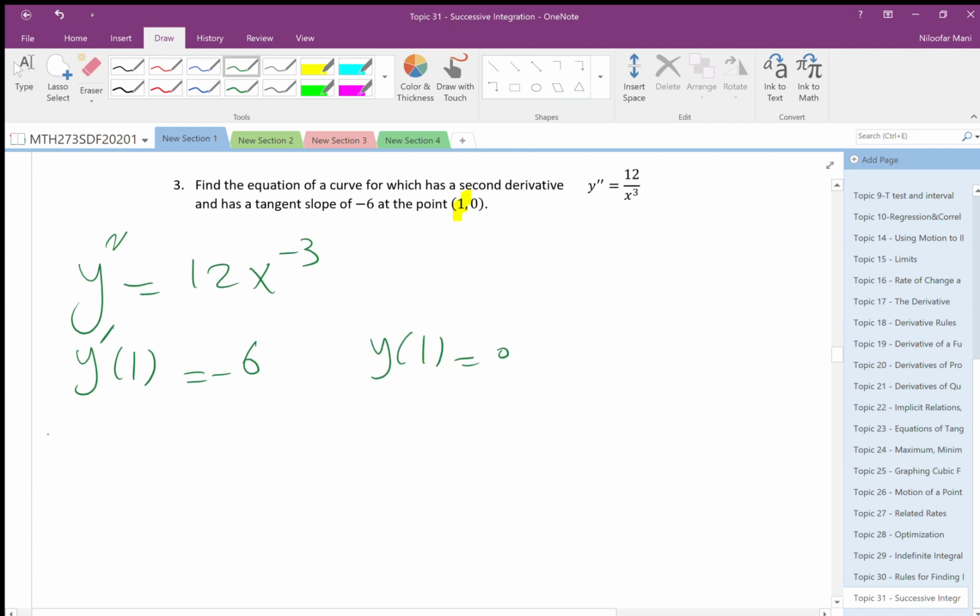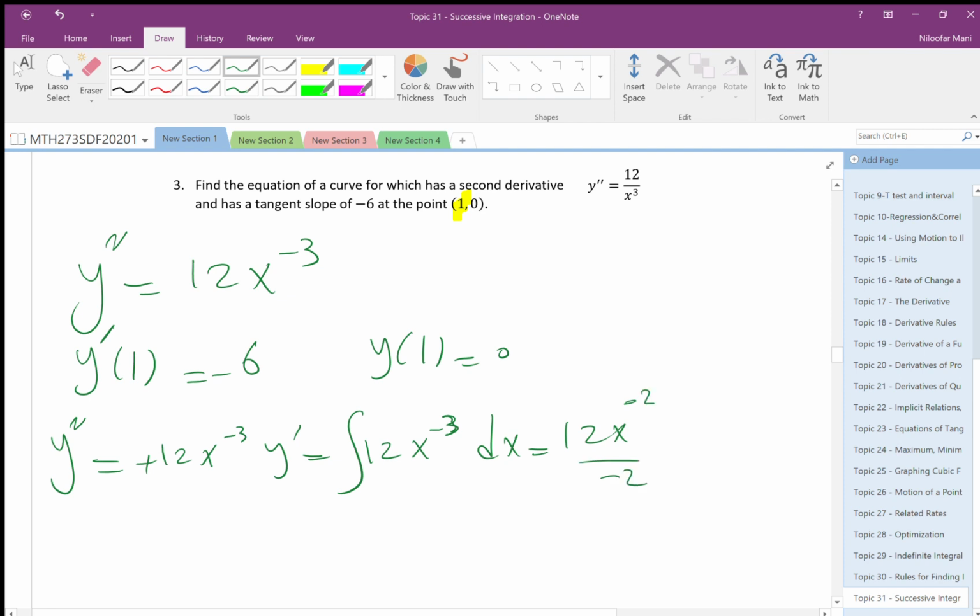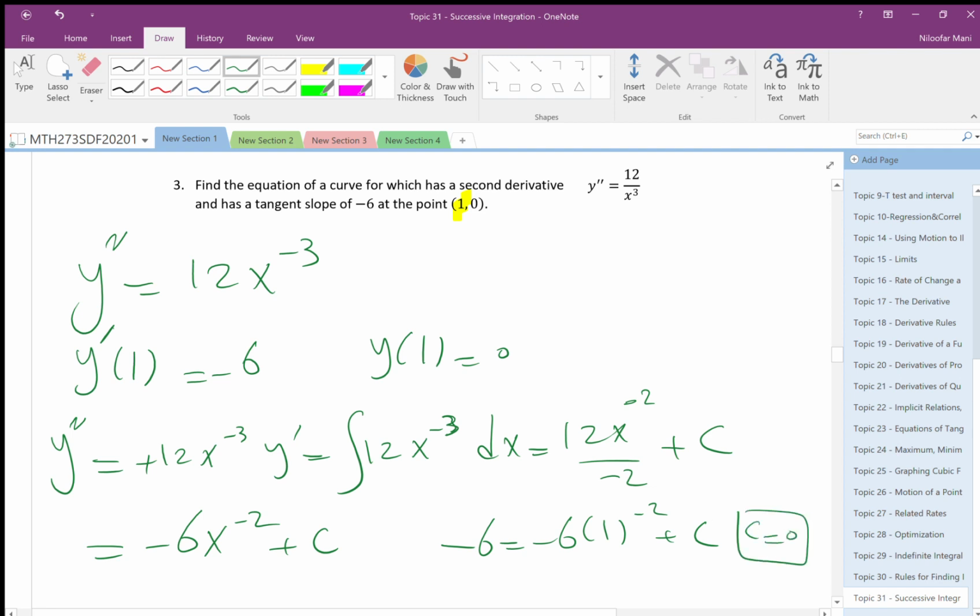Okay, so first I go from this to y prime, the integral of 12 x to the power -3 dx, which is 12 x to the power -2 divided by -2 plus c. Simplify. So it's -6 over x squared. I can keep it up because I need to continue to use the formula. So I said the derivative at 1 is -6. So -6 is -6 times 1 to the power -2 plus c. And yes, I see c is 0.